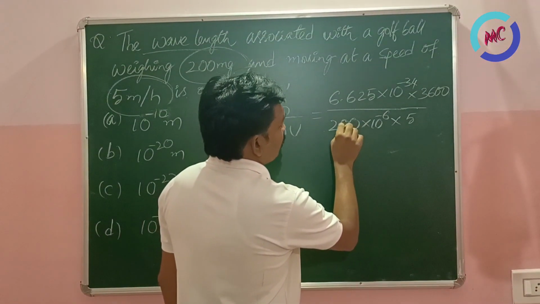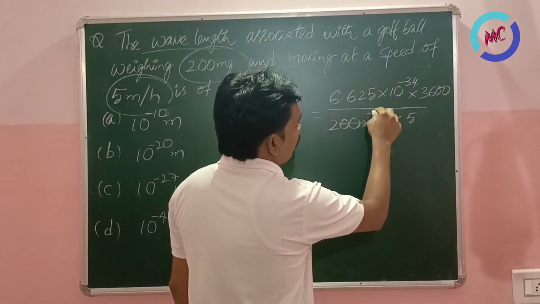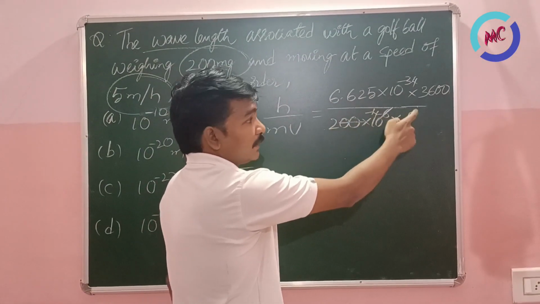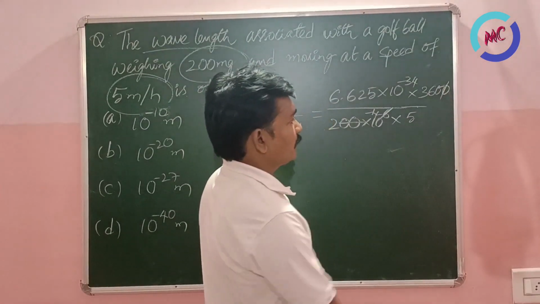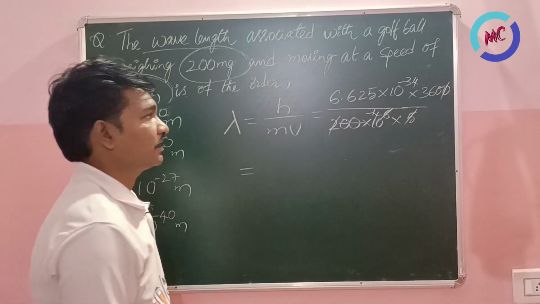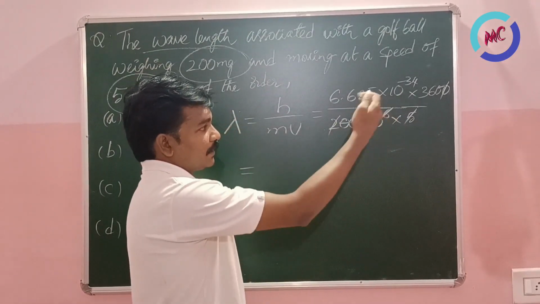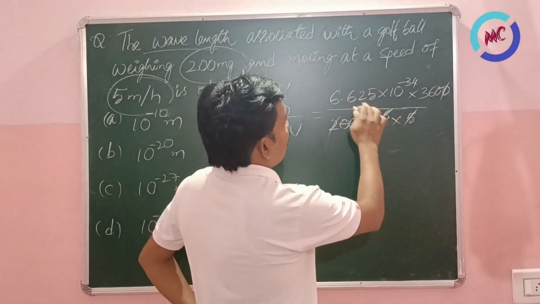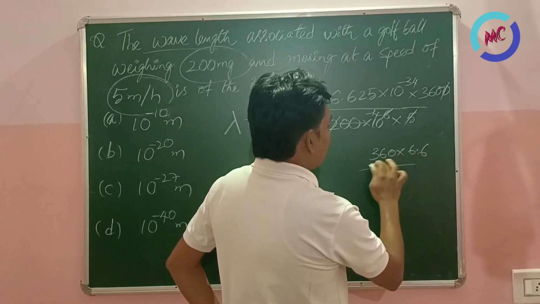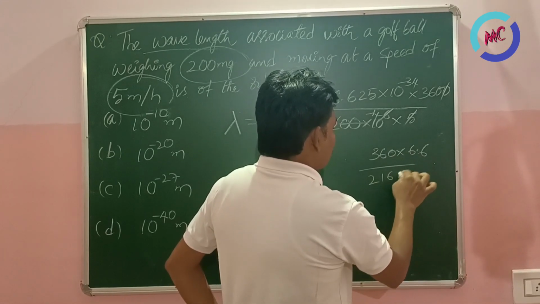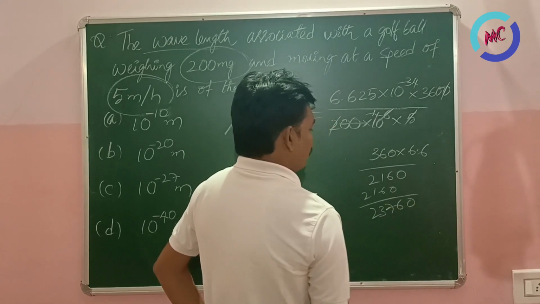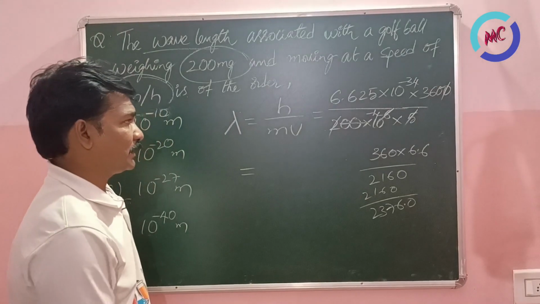These two zeros make it 10 to the power of minus 4, and 2 5s are 10, so we cancel one 0 here. 3600 by 10 is equal to 360. Now if you multiply 360 with 6.6, we get 2160. Then if you add these things, you will get 2376.